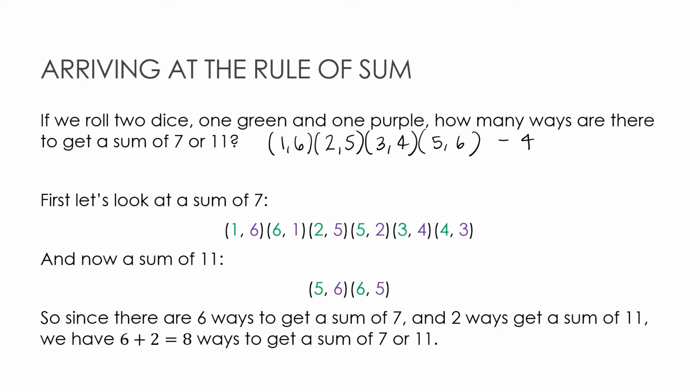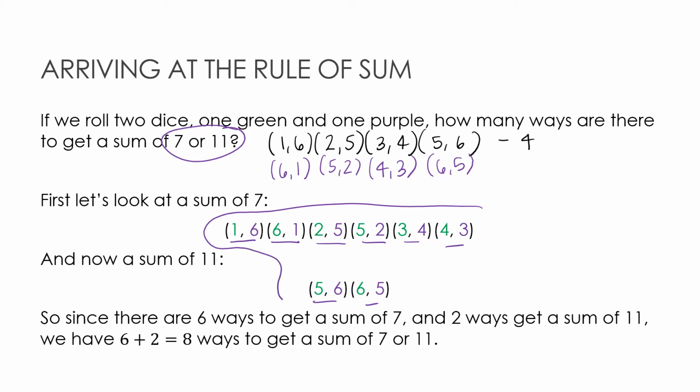But as we can see, it's not quite as simple as that, because 1, 6 and 6, 1, even though they're kind of the same, I've color-coded them so you can see which die was which color. 1, 6 and 6, 1 should both be options for us. 2, 5 and 5, 2 should both be options for us. 3, 4 and 4, 3 should both be options for us. And then 5, 6 and 6, 5 should both be options for us. So how many ways are there to get a sum of 7 or 11? Well, there are 6 ways and 2 ways, so there are a total of 8 ways.